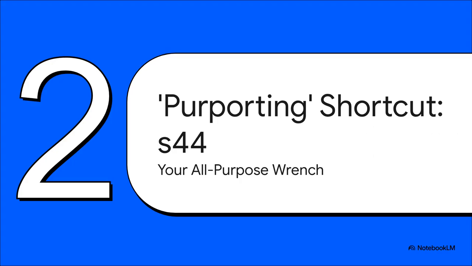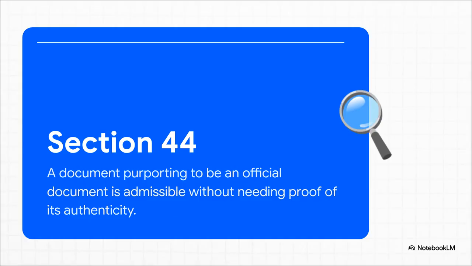All right, let's get into the mechanics. Meet your first and maybe most important tool, Section 44. Seriously, think of this as your all-purpose evidentiary wrench. You're going to use it a lot. The whole thing hangs on one magic word, purporting. You see that word? Your brain should light up. If a document looks like what it claims to be, if it purports to be an official record, the court just accepts it's authentic. That's it. Section 44 completely removes the need for any other proof.